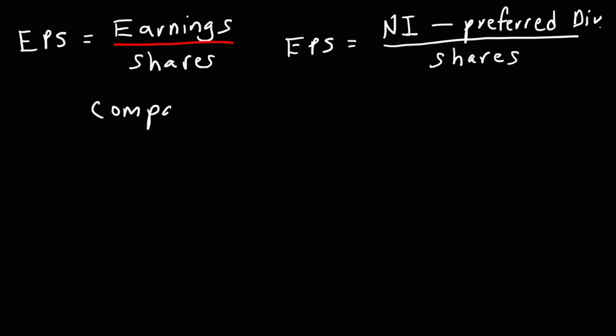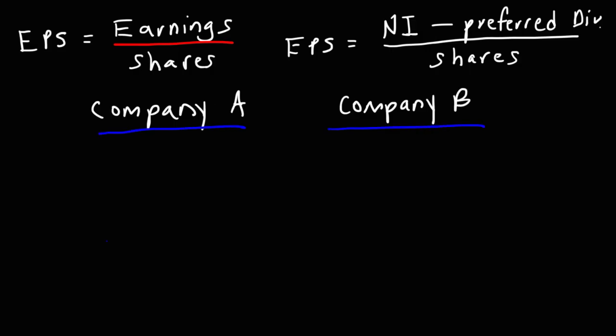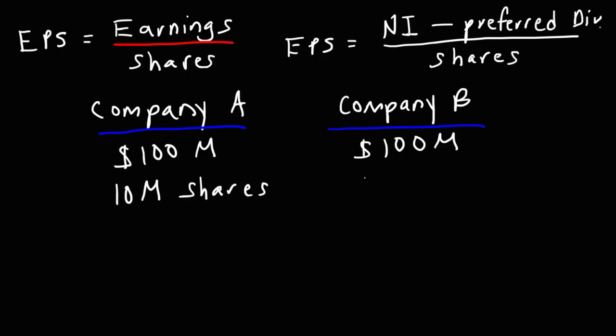Let's say we have two companies, Company A and Company B. Now let's say that Company A has $100 million in earnings. And let's say that Company B also has $100 million in earnings. And let's say that neither of these companies are issuing any preferred dividends. Now let's say that Company A has 10 million shares outstanding and Company B has 50 million shares outstanding.